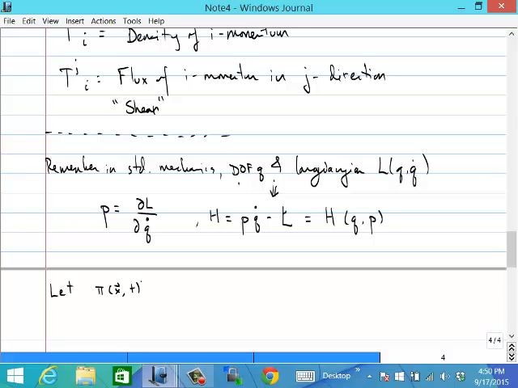And just as the usual momentum is defined as the derivative of the Lagrangian with respect to Q dot, the momentum density we would define as the derivative of the Lagrangian density with respect to the time derivative of the field. So this is going to be the momentum conjugate to phi. Time derivative, sorry, thank you.